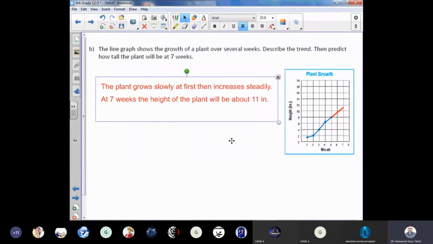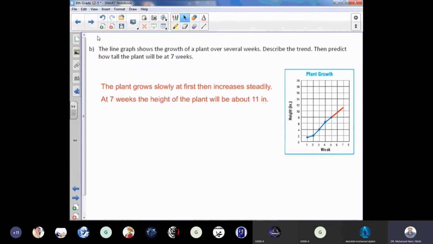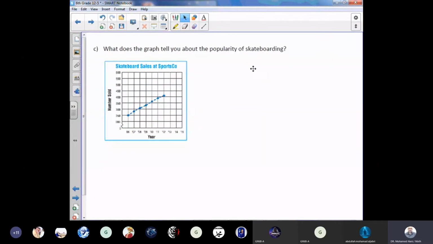What does the graph tell you about the popularity of skateboarding? Well, if we look at it, it's definitely increasing, the popularity. This has to do with skateboard sales. So obviously, if more skateboards are selling, then it's becoming more popular. So throughout the course of the years, it definitely appears that more skateboards are being sold at a steady rate, which means it's becoming more popular. So let's jot that down in maybe not so many words.